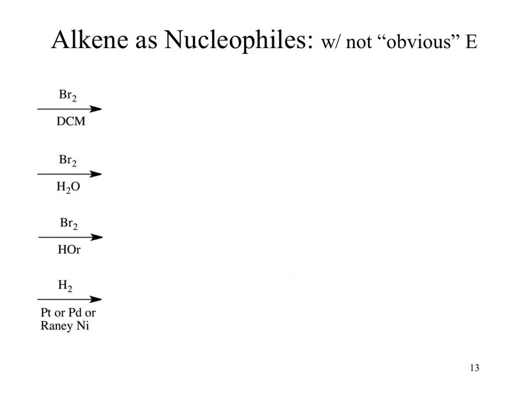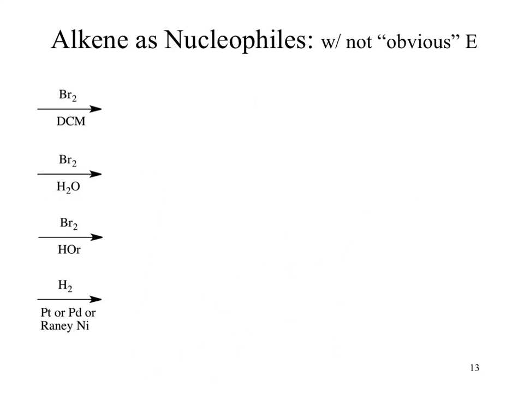Questions about that? Okay, alkenes acting as a nucleophile with what I'm classifying as not obvious electrophiles. What's special in each of these cases? Okay, well, at least the first, what's going on?